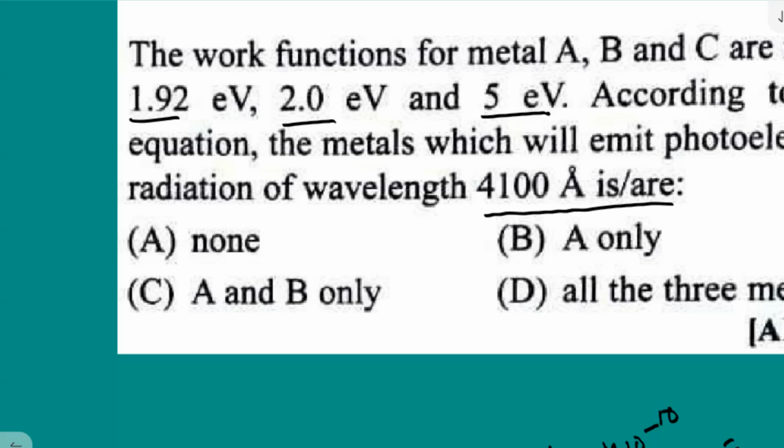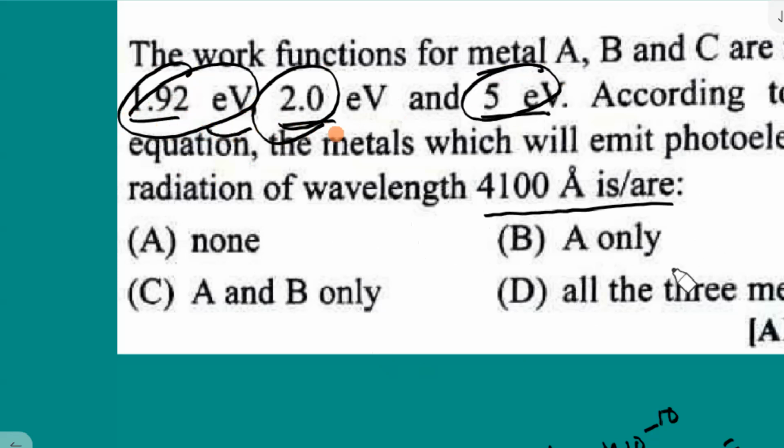So our energy of the radiation is 3 electron volt, and this 3 electron volt is greater than 2 electron volt and 1.92 electron volt. So both of these will emit electrons, and the 5 electron volt metal will not emit electrons. So A and B only will be the right answer here. That is option C.